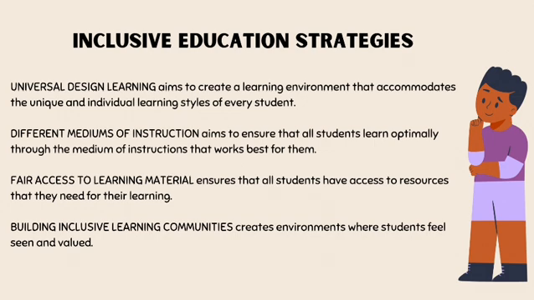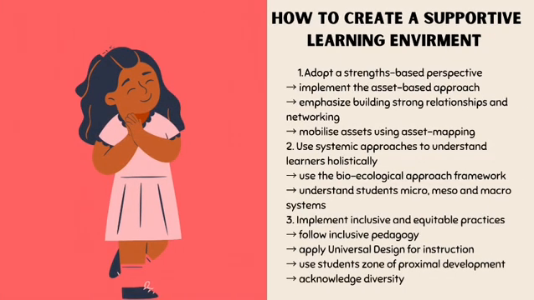Fair access to learning materials can be achieved by, for example, giving visually impaired students a class reader in audio form while the rest of the class reads the written copy of the book. Building inclusive learning communities can be achieved by encouraging peer interactions, group work, and community building activities to foster a sense of belonging. Thus far, we've discussed the benefits and strategies of inclusive education.